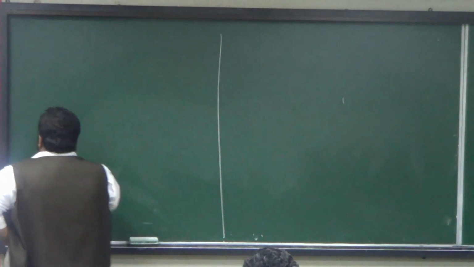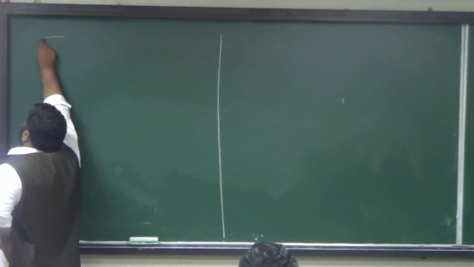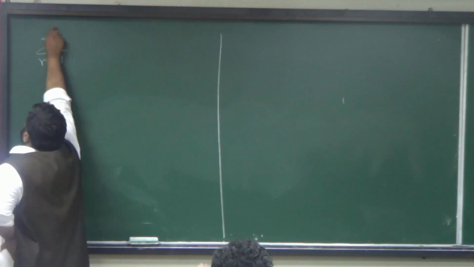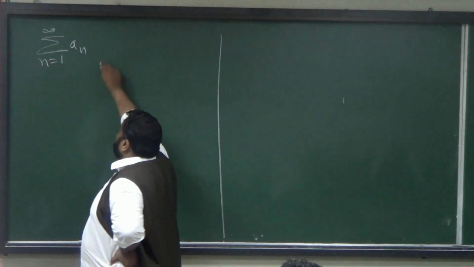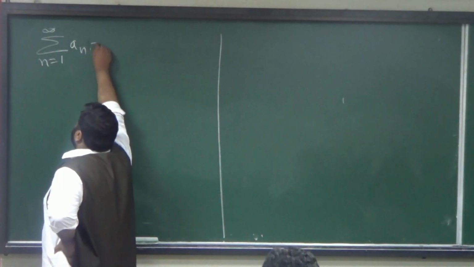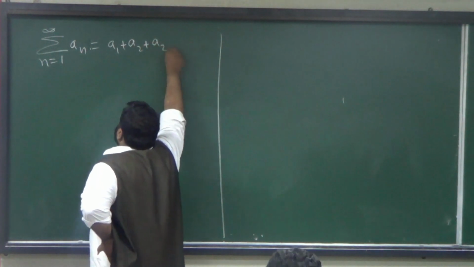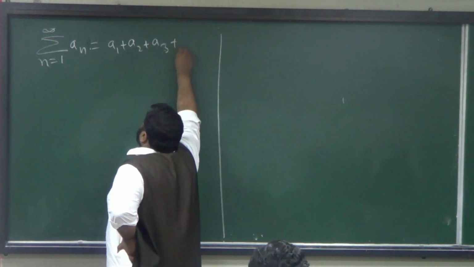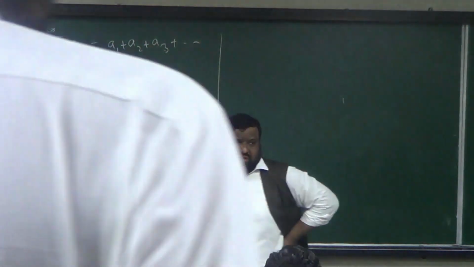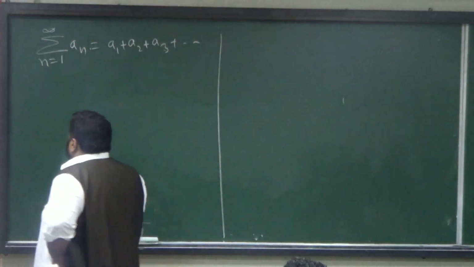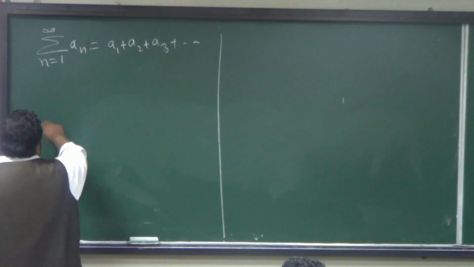Recall what we did. We defined first of all what this object means. In other words, what is the meaning of having an infinite series of real numbers? So we said, what is the meaning of this?